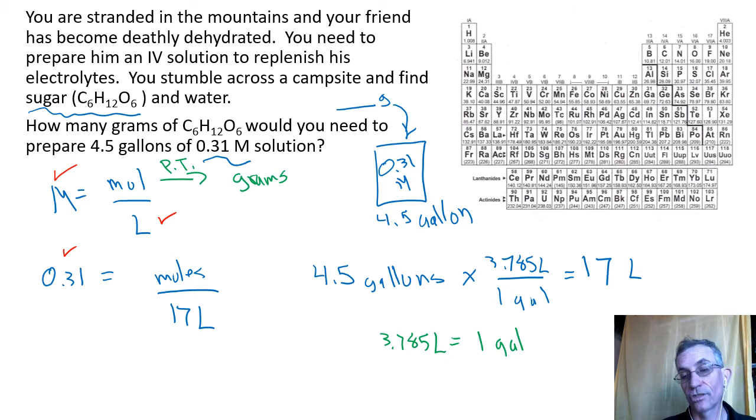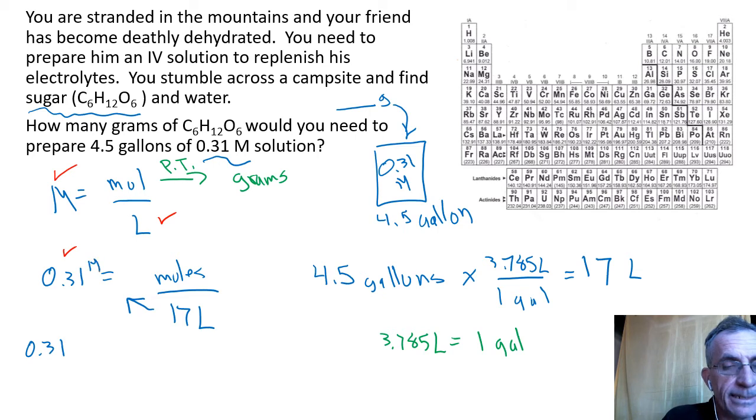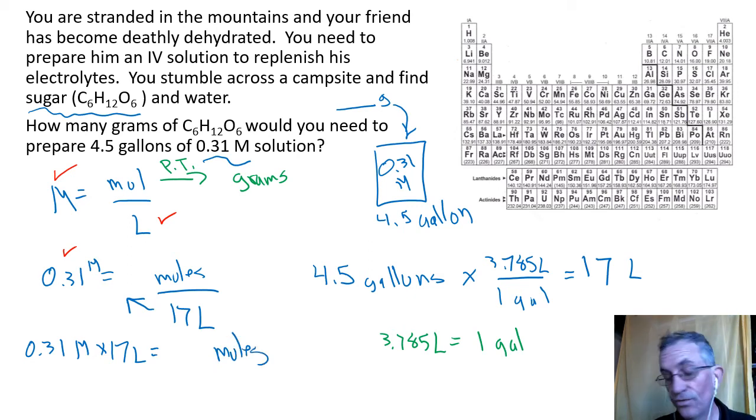and we're going to figure out how many moles we need. How many moles of sugar? So we're solving for moles. Like I did a minute ago in the last example, you're going to cross multiply to get moles alone. Probably I should have an M there. So when you work it out, if you multiply 0.31 times 17, you are going to end up needing to use 5.3 moles of sugar.